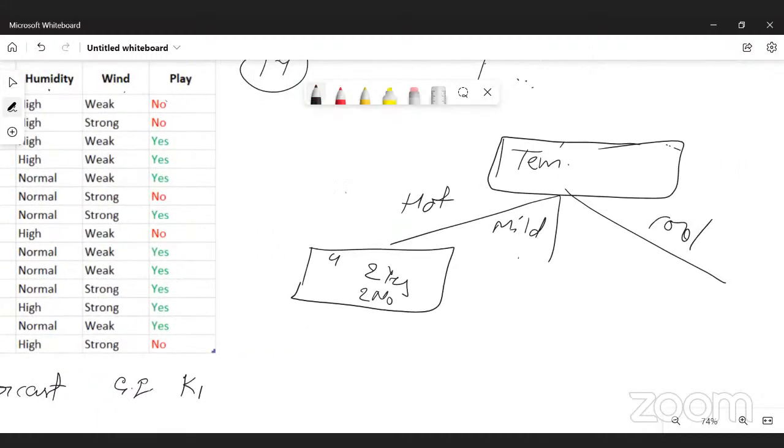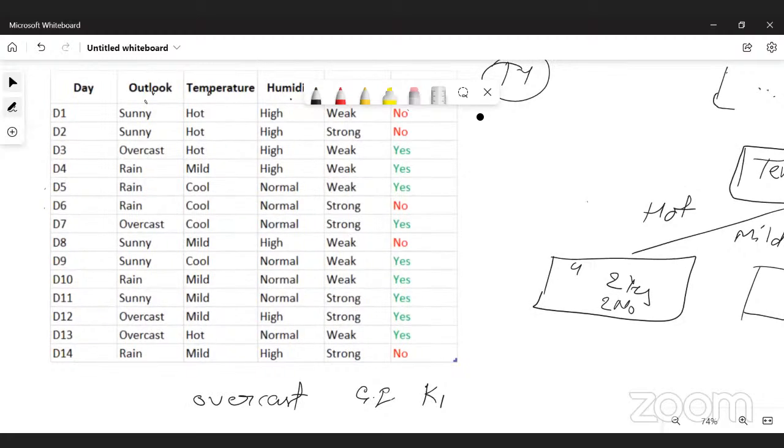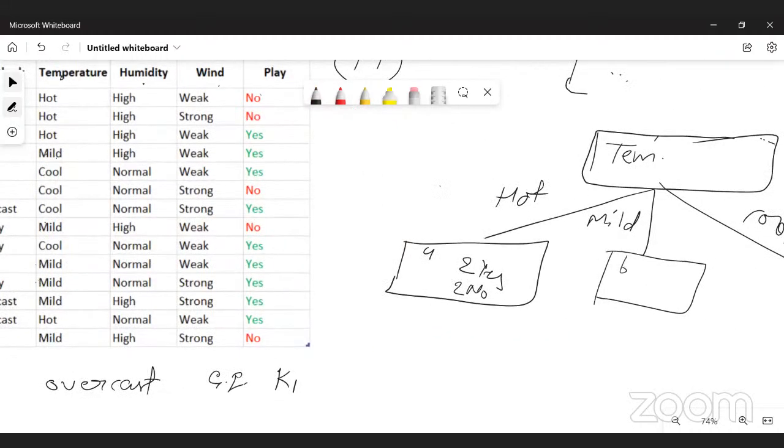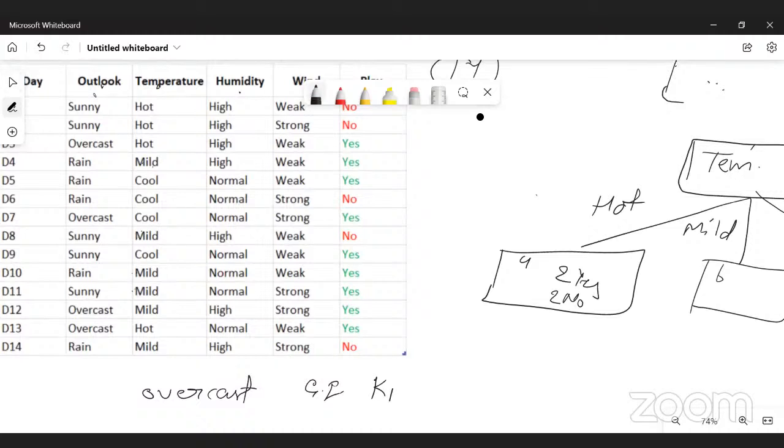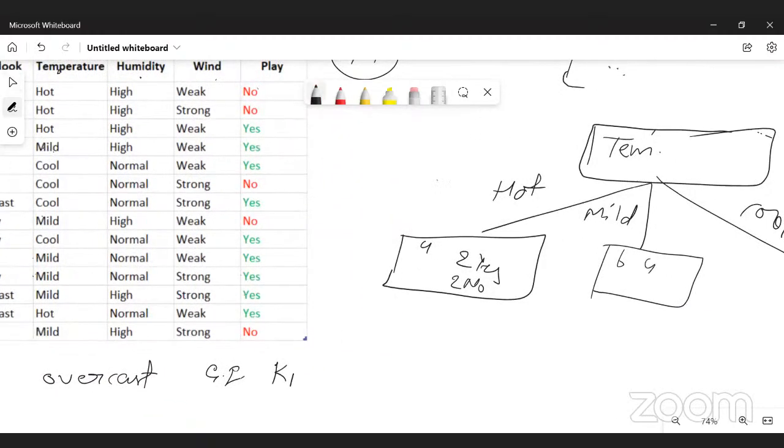Similarly, in this particular node, mild, how many data points? 1, 2, 3, 4, 5, 6. 6 data points. And out of which, how many yes? 1, 2, 3, 4. 4 yes. It may be wrong, but you just calculate these values. And 2 no, right?